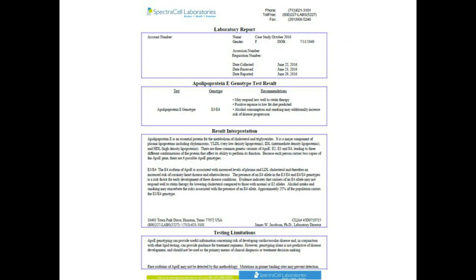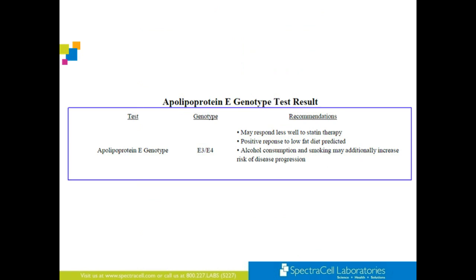The last thing I want to talk about is the ApoE testing that SpectraCell does. What's important about this is how it correlates with cardiovascular disease, and of course, as you will hear in a few months, how it also correlates with neurological diseases. But the point is this is a genetic test that a patient only has to perform one time, because once we know what their lipoprotein E genotype is, that will give us a better indication of whether or not they're going to respond to our particular type of therapy.